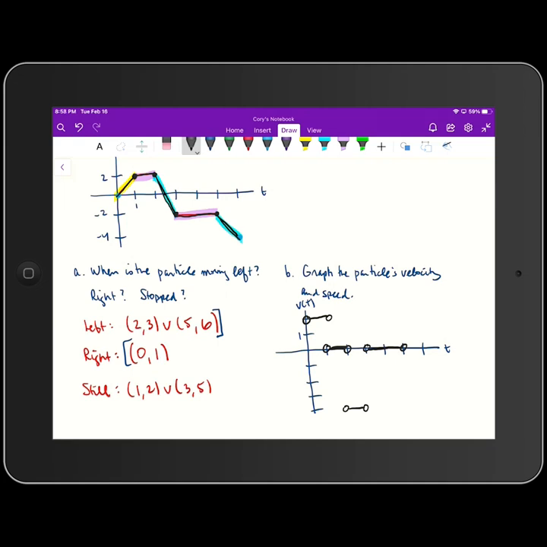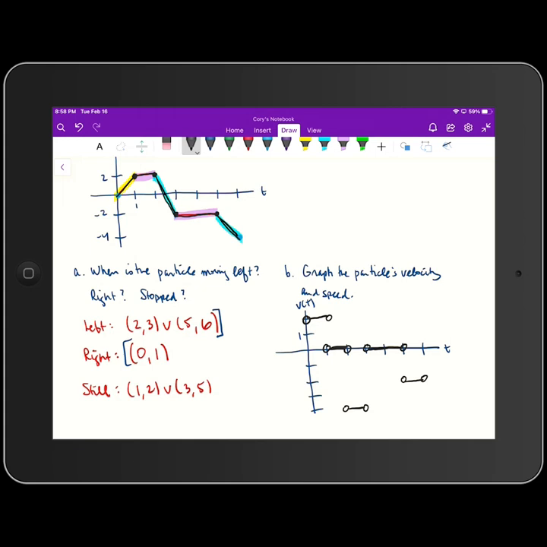And then when I look at the last light blue segment, all the points between 5 and 6 have a slope of -2. So that means all the y-coordinates on the graph of the derivative between 5 and 6 are going to be -2. Again, if I want to use a closed dot at the end point, that's fine. At 6, if I want to use an open dot at that point, that's acceptable as well. Okay, so that's the graph of velocity.